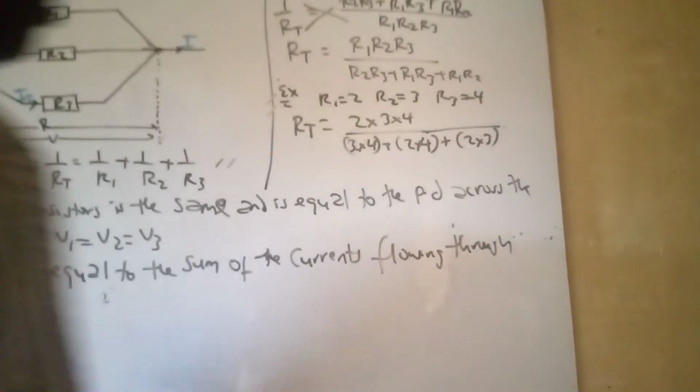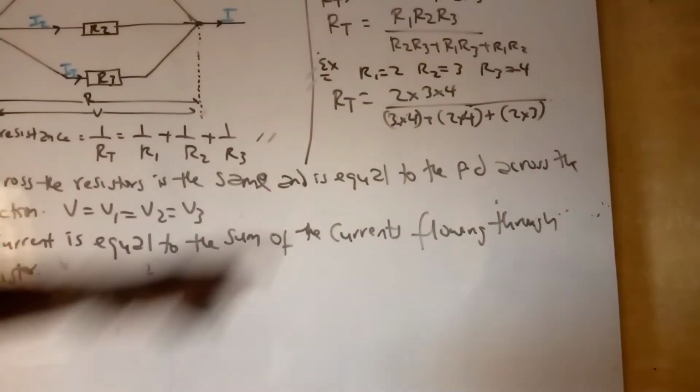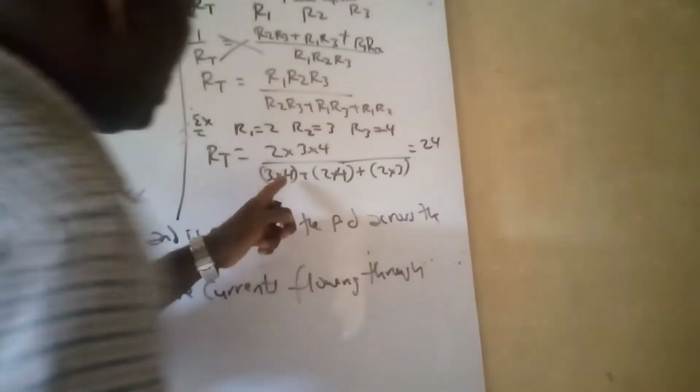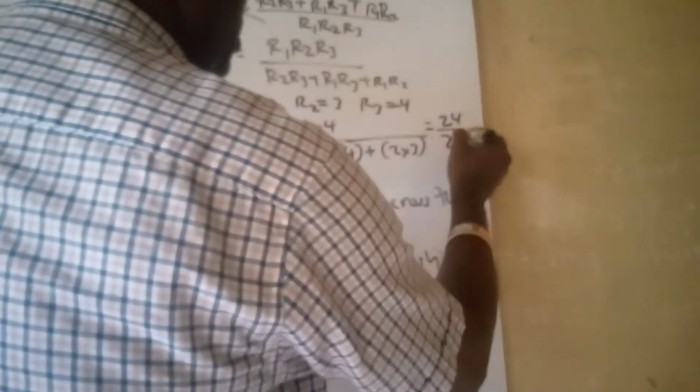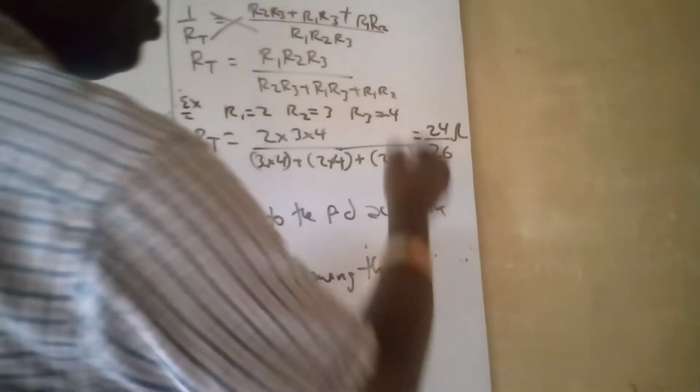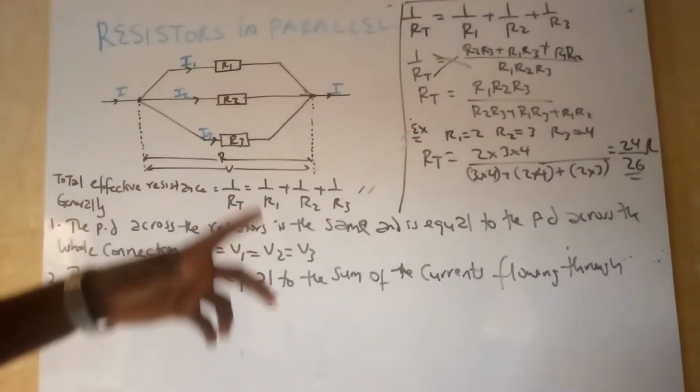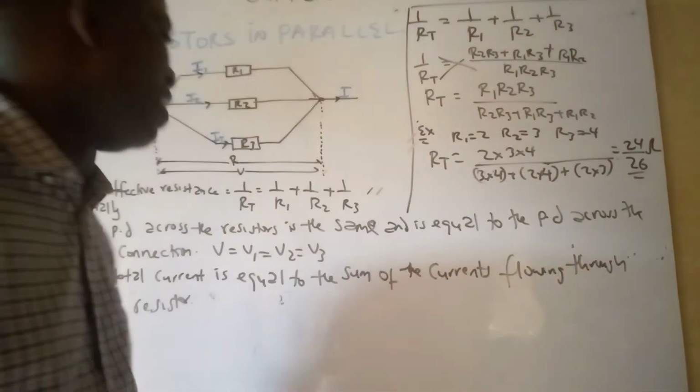Good. So basically that's what you do. From here, the numerator is 2 times 3 times 4, which is 24. The denominator is 12 plus 8 plus 6, which is 26. So this is 24 over 26 ohms. That's all. I just used that as an example for you to know how to use that formula.